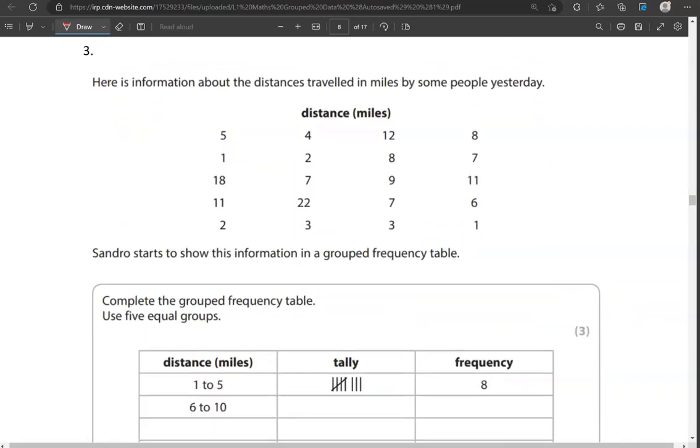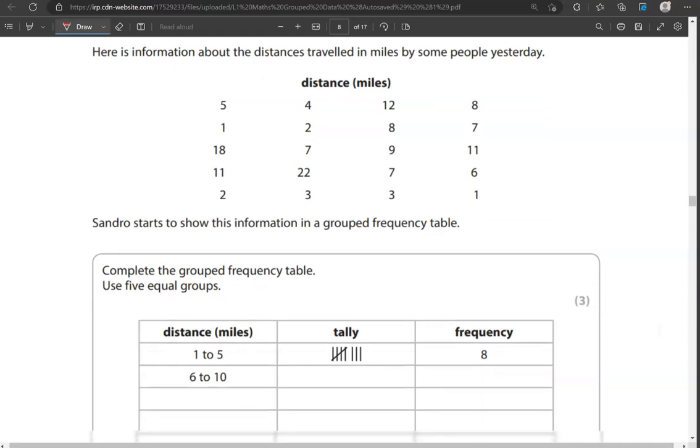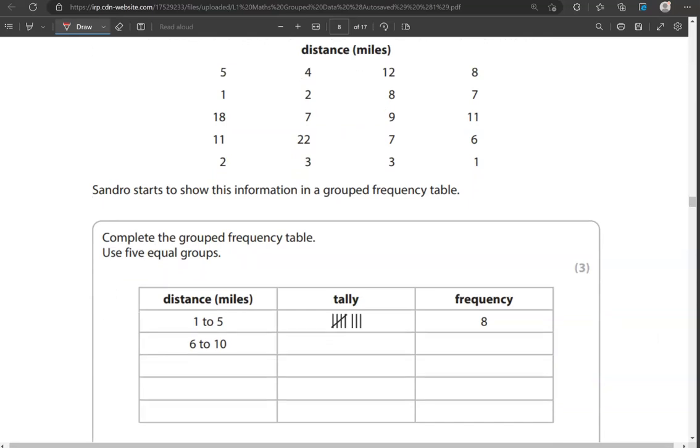Here is information about the distances travelled in miles by some people yesterday. Sandra starts to show this information in a group frequency table. Complete the group frequency table. Use 5 equal groups. So we've got 1 to 5, distance in miles, then 6 to 10, so next one would be 11 to 15, 16 to 20, and 21 to 25.